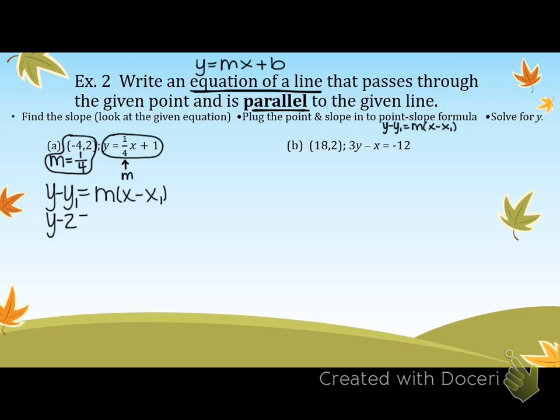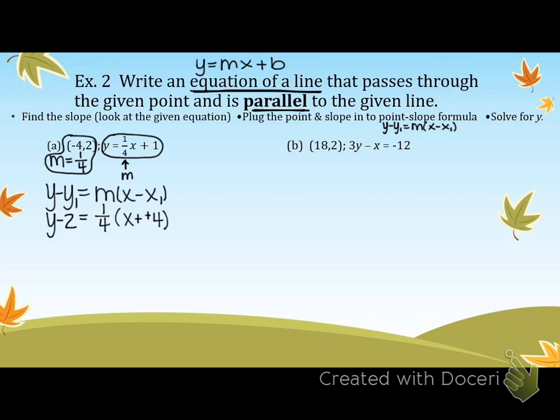Equals, what did we say our m was? 1/4 times x minus, Riley, what is the x coordinate of the point they gave us? -4. So right off the bat, what do you see we need to do? Fix that double negative, make them both positive. Now, unfortunately, we can't stop. Yesterday, we got to stop at this point, but today we can't because they want the equation of a line.